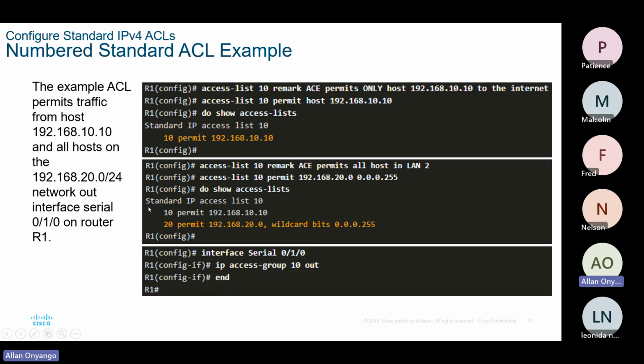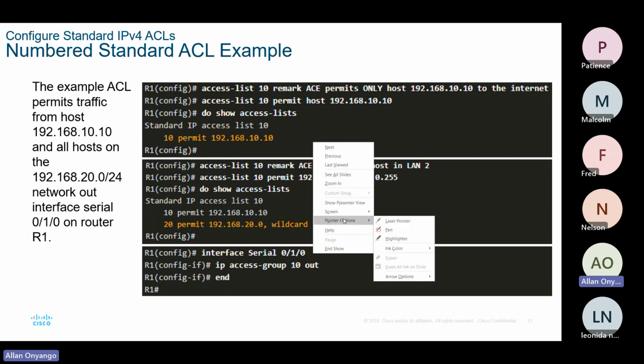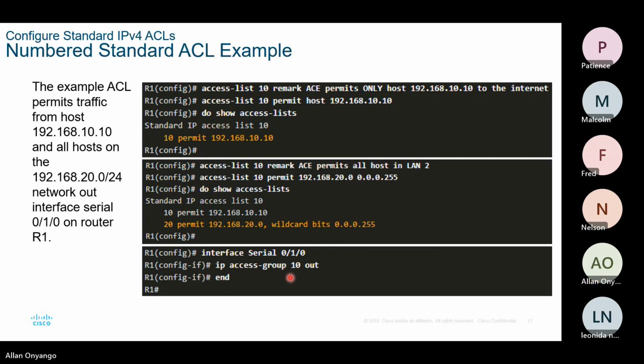So we go to the interface serial 0/1/0, for example, and you say ip access-group. This is how we implement the ACL on a particular interface. Here we say access-list, but on the interface we say ip access-group. You must put the number of the ACL, which was number 10, and then you must put the direction. Very, very important. If you don't put the direction, of course, the command will not be permitted.